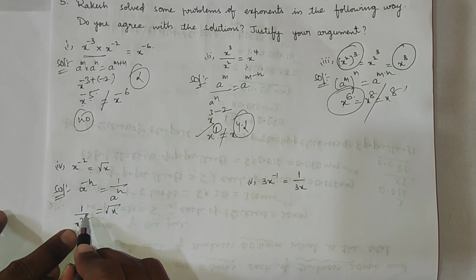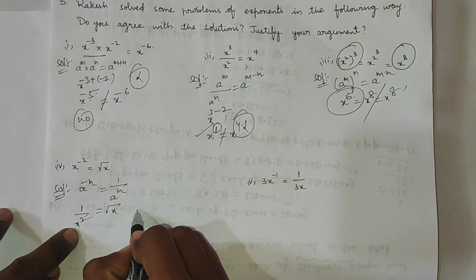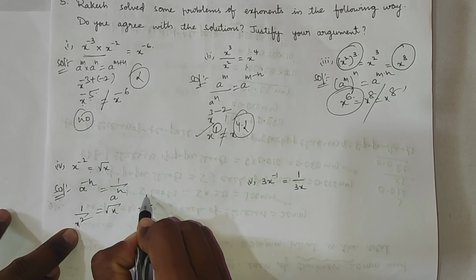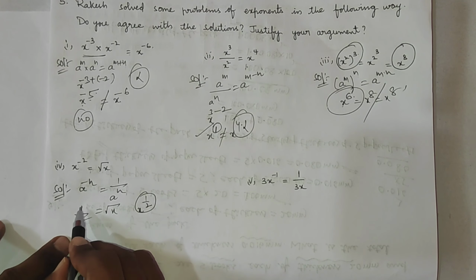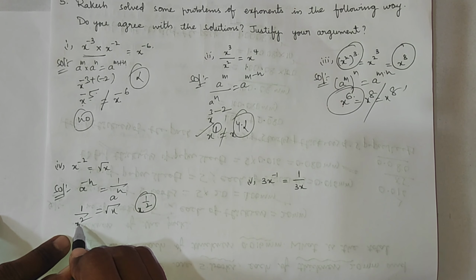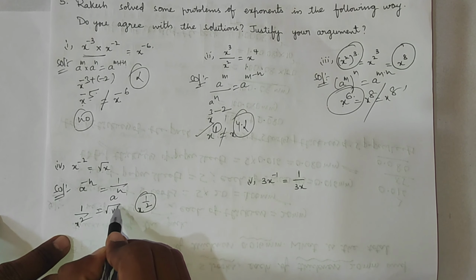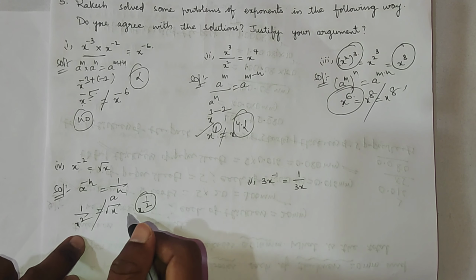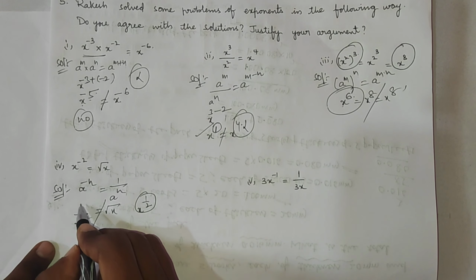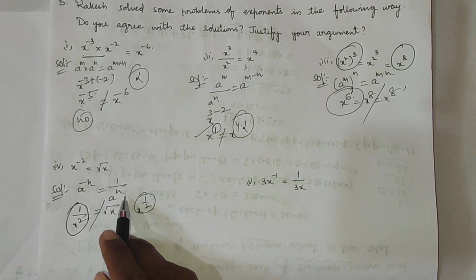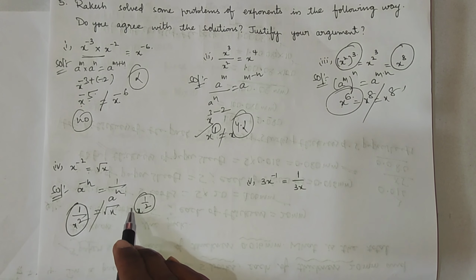Now what can you say about these two? Root x, if you write it as a power, becomes x to the power of 1 by 2, right? So is 1 by x square equal to root x? No, because these two are not equal. So the correct answer is 1 by x square. Again Rakesh did a wrong solution.